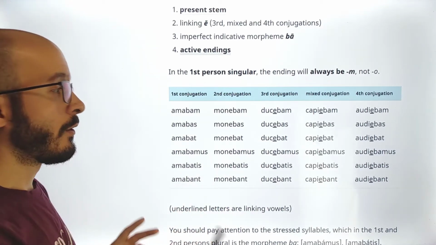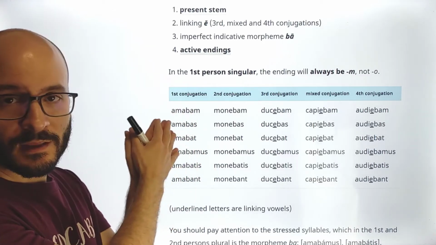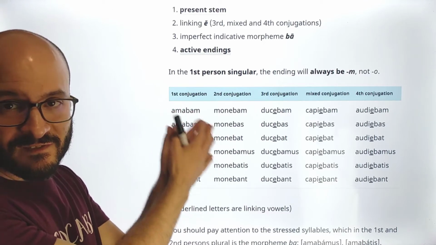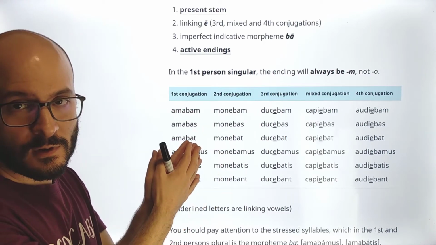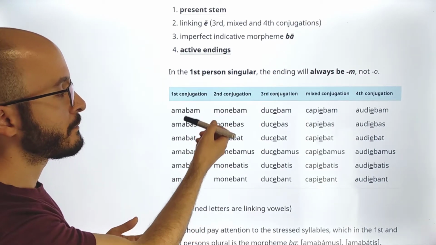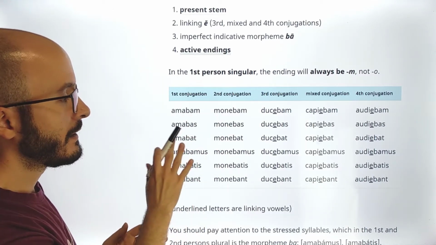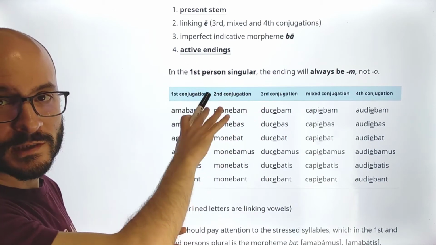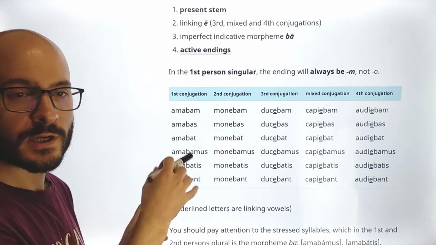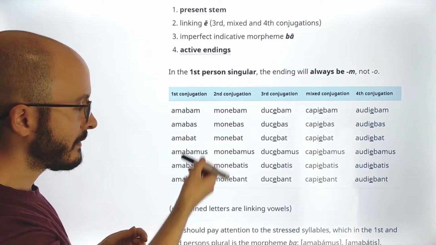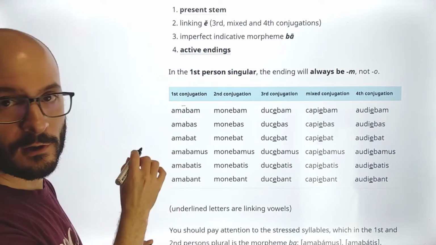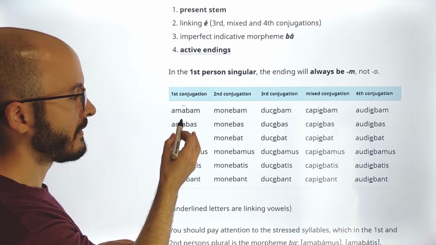Now, I'm going to read the whole table, as you can imagine, to emphasize the accents, the stressed syllables. You see that all of the forms have three syllables or more, so we have to work out the stressed syllable, okay? Remember that in the first conjugation, the a of the stem is always long.